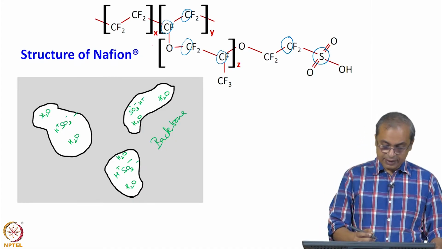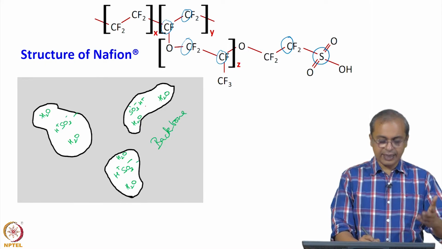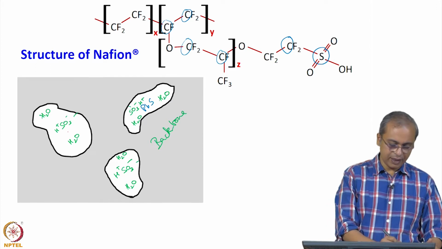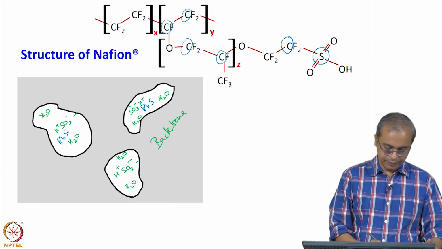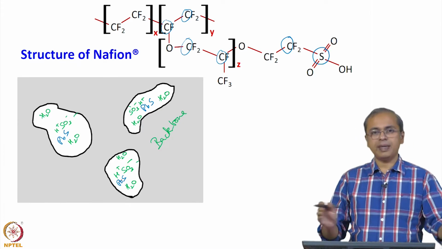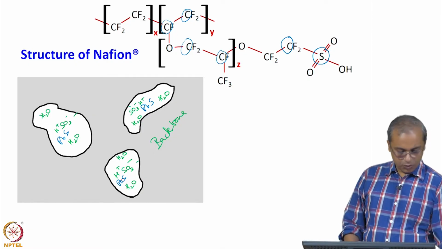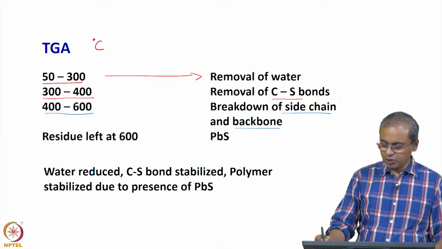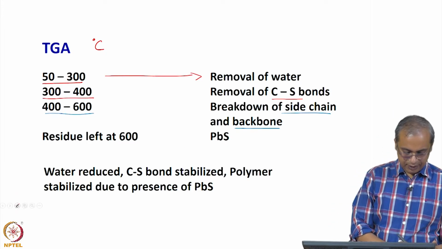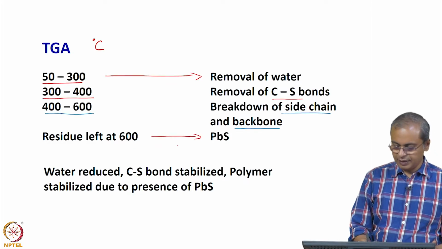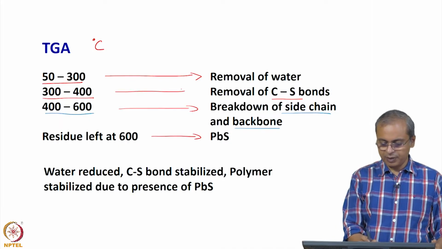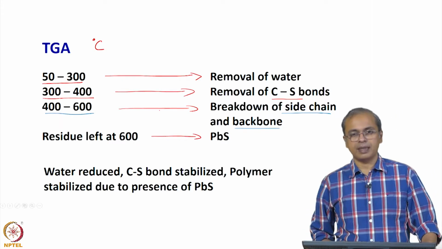Since we are taking a sample where you have created lead sulfide nanoparticles, these PbS nanoparticles are sitting here. This PbS nanoparticle is what will remain once you cross about 700 degrees centigrade. Once you cross 600 degrees centigrade, where you have basically lost all of the polymer part of it, the residue that you have remaining is all lead sulfide. So this breakdown occurs here and that breakdown occurs there, and you finally have some lead sulfide that is left.